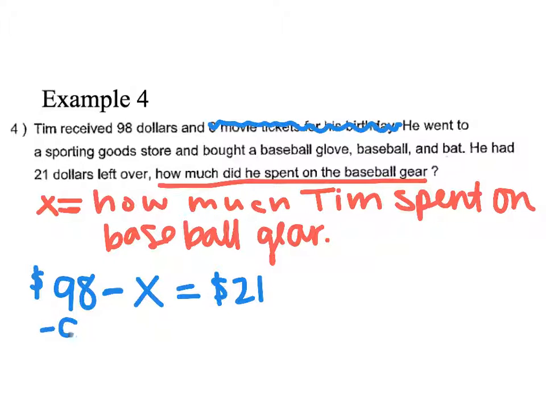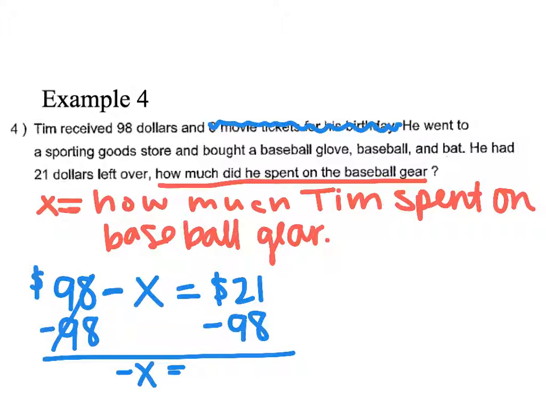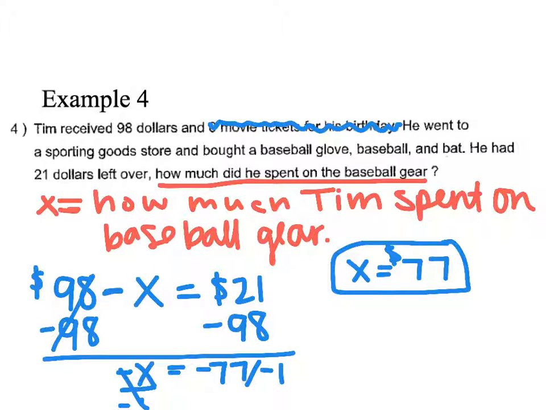Okay, so if you subtract $98 from both sides, you're actually left with negative x equals 21 minus 98, which is negative 77, and then divide by that negative 1. Again, most of you could have done this in your head and gotten $77 without solving an equation. But again, we're practicing defining a variable, setting up an equation because they are going to get harder, and then writing your answer as a sentence.